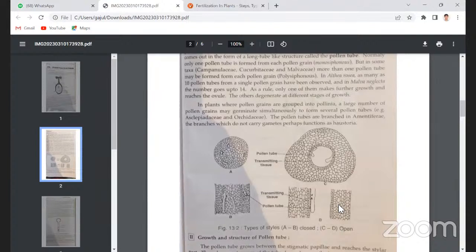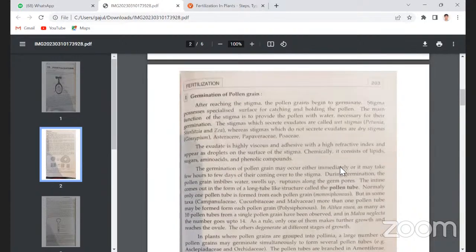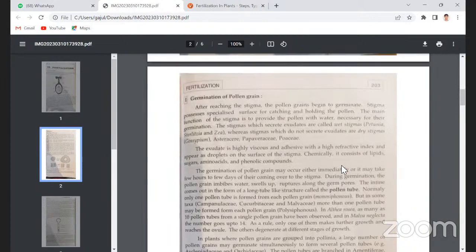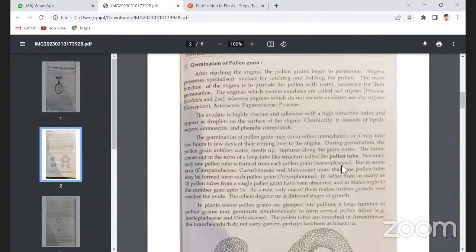The first one is the styles. The type A and B is the closed type styles, and C and D are the open type. So here these are regarding the germination of pollen grains. Okay, so how the pollen grains germinate, how to develop a pollen tube.